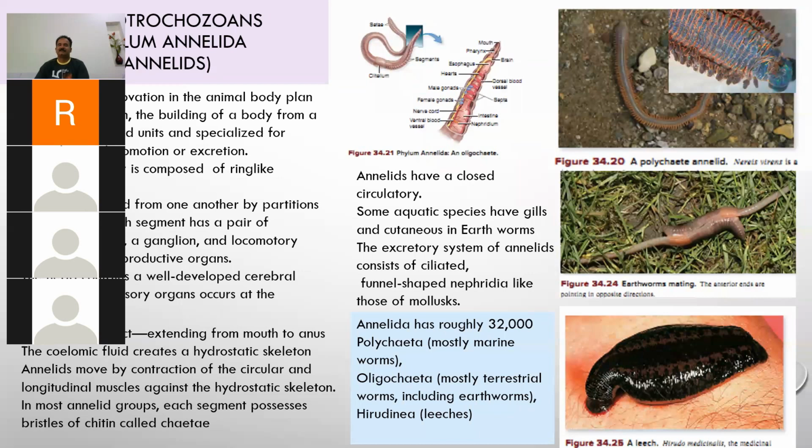There is an excretory system, and their excretory unit is the nephridia, and this nephridia is of the protonephridian type, and it has a funnel-like structure which collects different waste products from each segment of the earthworm's body.